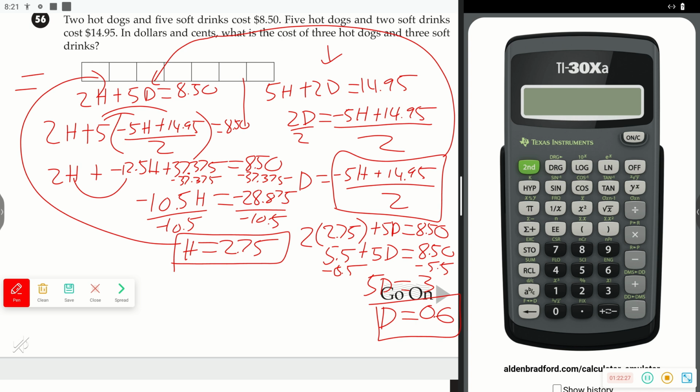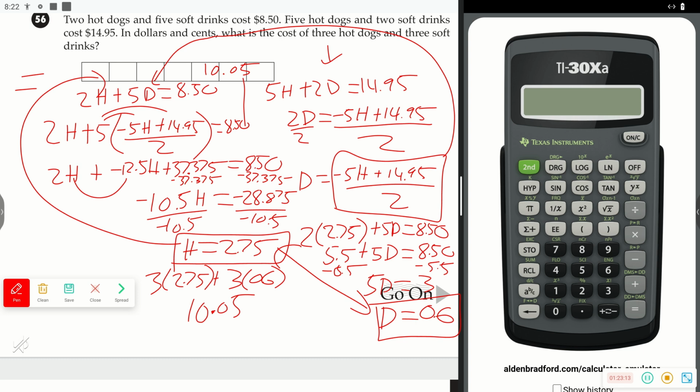So now I have the price of the hot dogs, which is $2.75, and the price of the drinks, which is 60 cents. And now I have to plug it into the expression where I have 3 drinks and 3 hot dogs, and I have to find the total. So I do 3 times 2.75 plus 3 times 0.6. And whenever you get that, your total price is going to be 10.05.